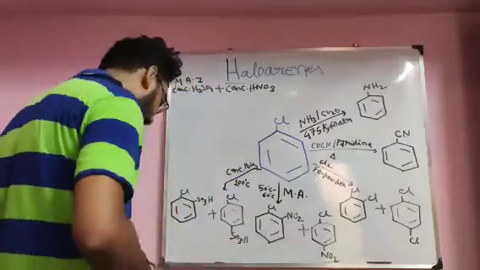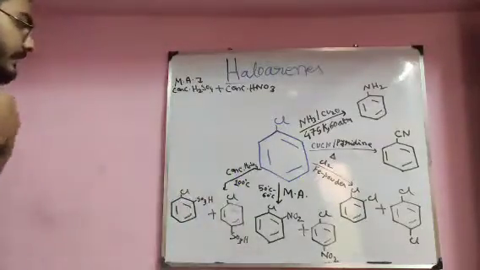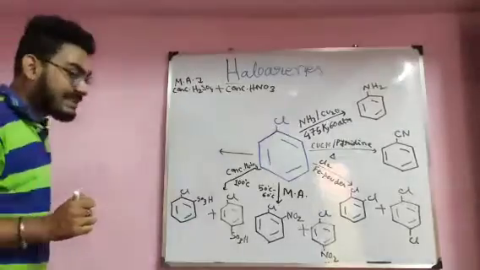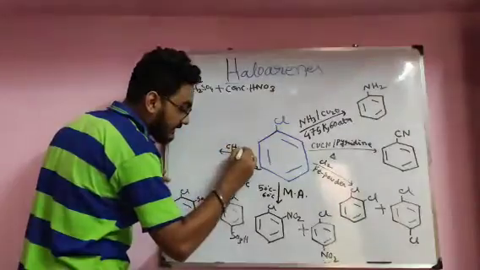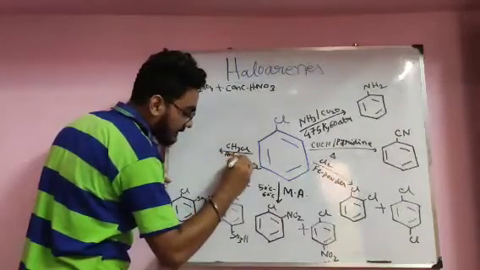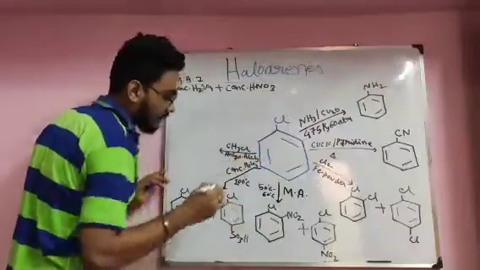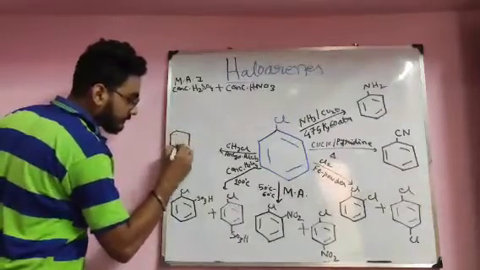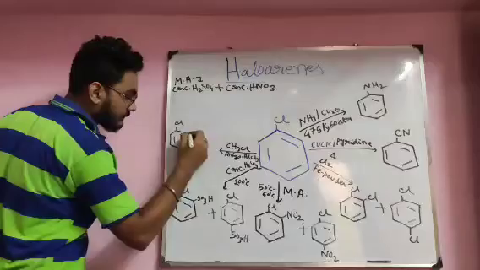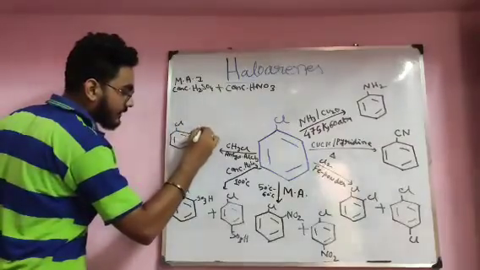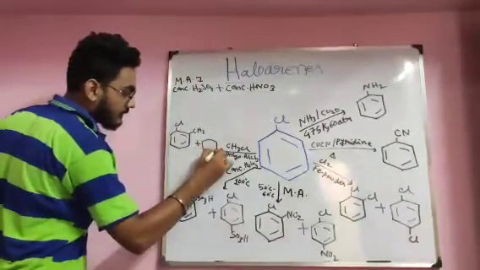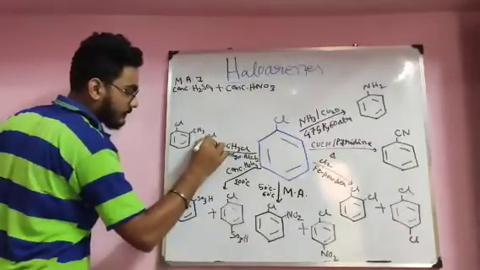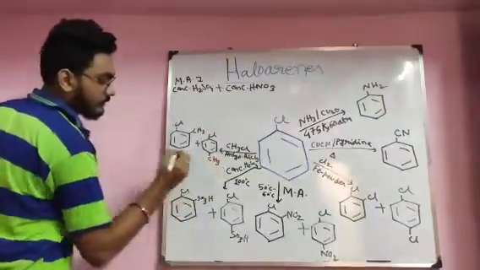Next is Friedel-Crafts alkylation. If we give CH3Cl and anhydrous AlCl3, aluminum trichloride, then the formation of the product is one CH3 in ortho position and another CH3 in para position. Okay.